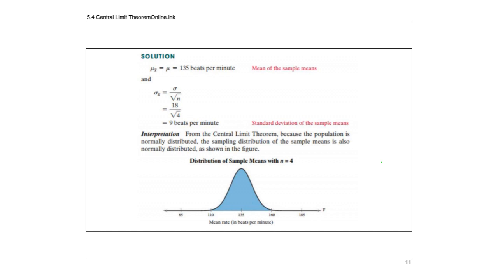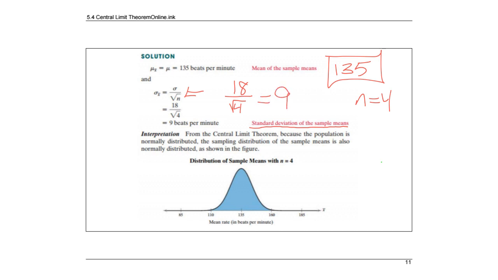The first question they're going to ask me is what is the mean of the sample means, or the sampling distribution. We can just take the mean that was given in the problem, so the mean is going to be the 135. But then they want the standard deviation of the sampling distribution of the sample means. On this one, we have to adjust. We take the 18 that was given, the population standard deviation, and divide by the square root of n. Remember, our sample size was 4. When we do that, we get 9 beats per minute.